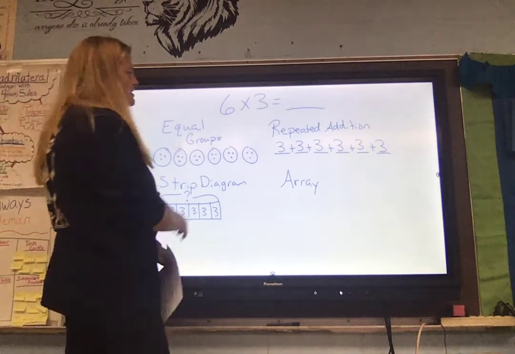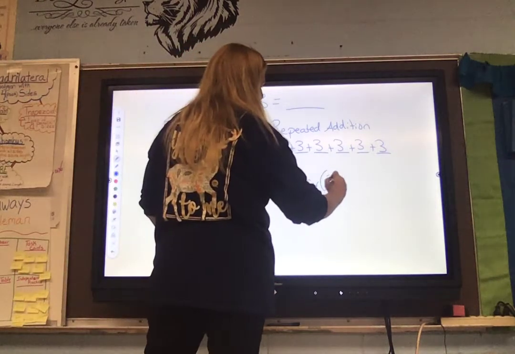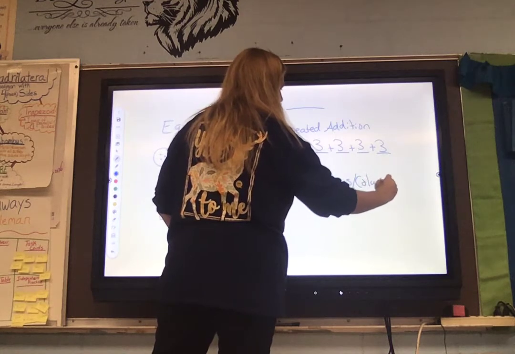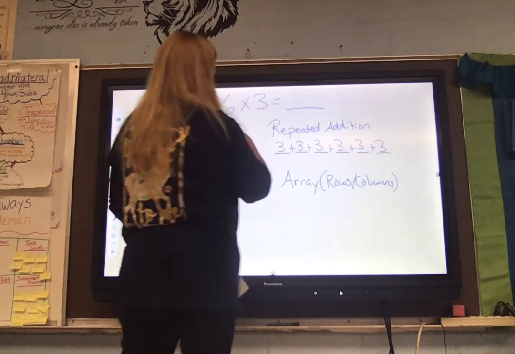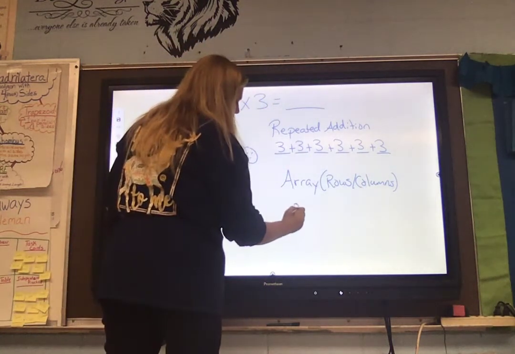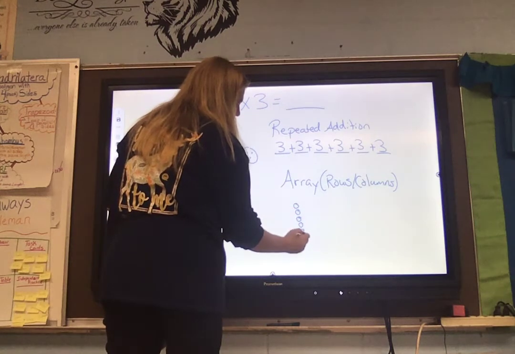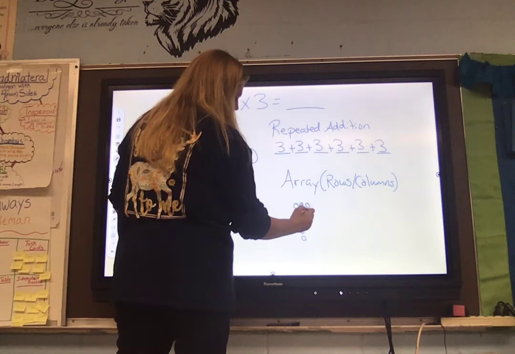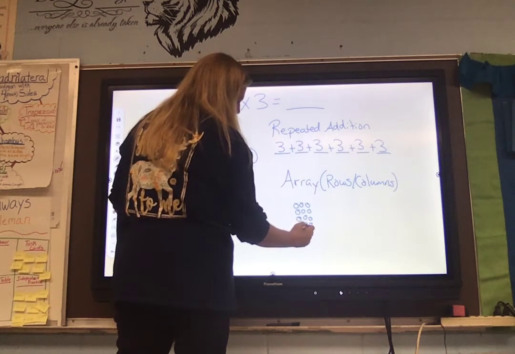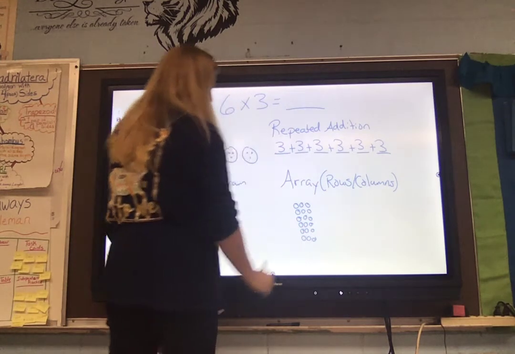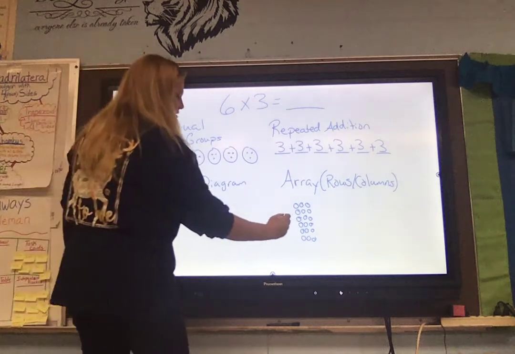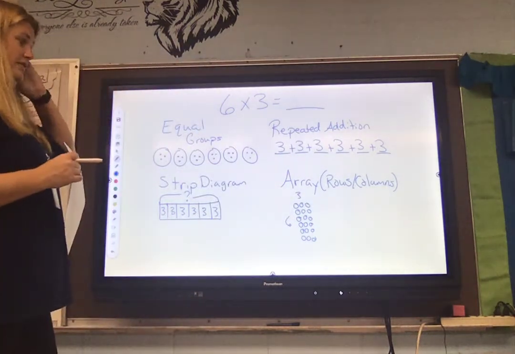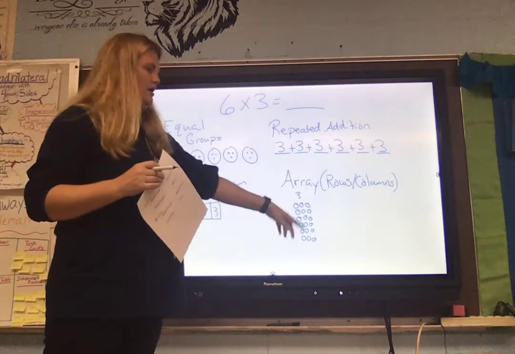An array is rows and columns. Rows come first. So 6 rows: 1, 2, 3, 4, 5, 6. 3 columns. And that's an array. 6 times 3, 6 rows and 3 columns. To get their answer, they will just count all of the dots.